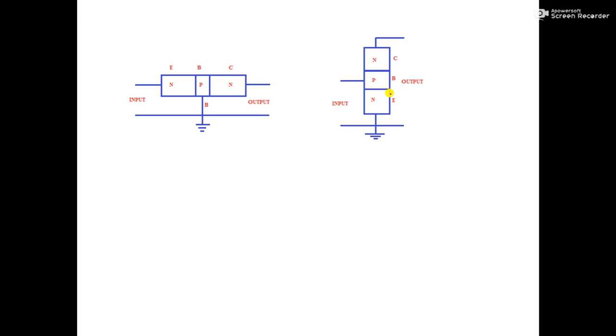So these are the two configurations that we have learned today. This is the common base connection and the characteristics for the common base connection, and also the common emitter connection and the characteristics for the common emitter connection.